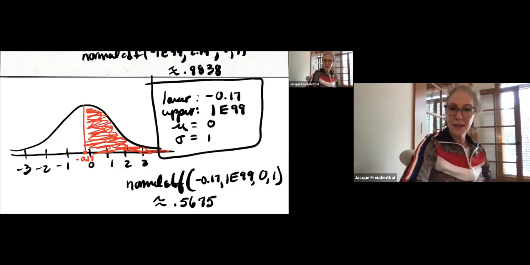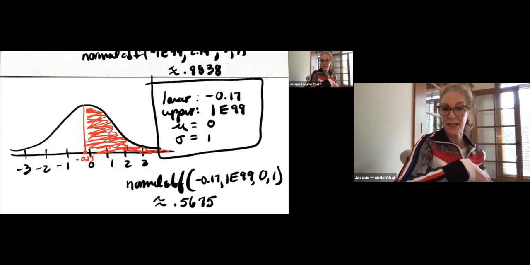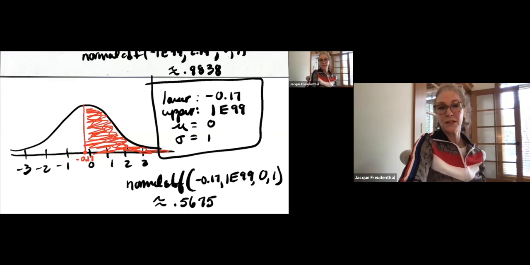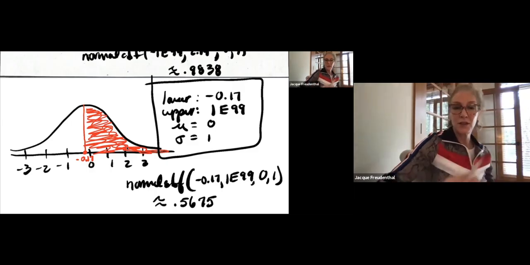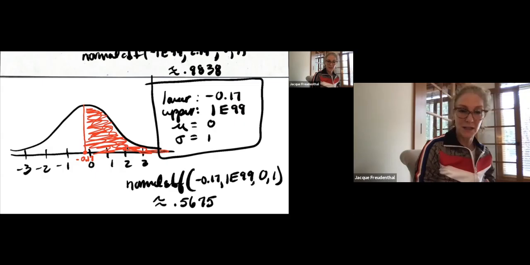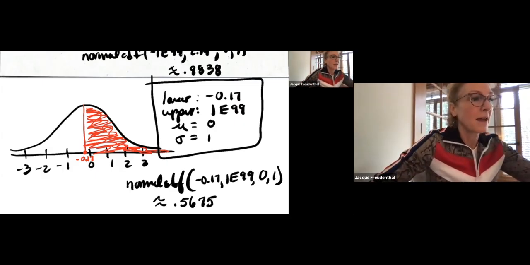Okay, so drawing the diagram is important because it connects with what you would expect your calculator to output. If you got something like 30.3 on this one, you know you did something wrong, because it's more than 50% of the area. You're shading more than half of the area under the curve. So you know what to expect based on what your graph looks like.